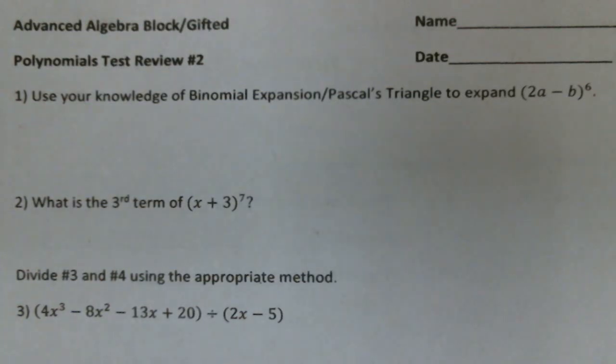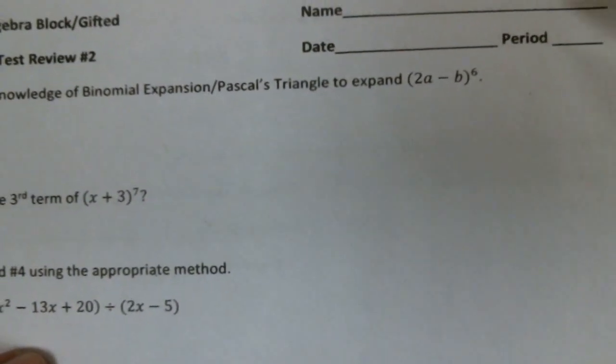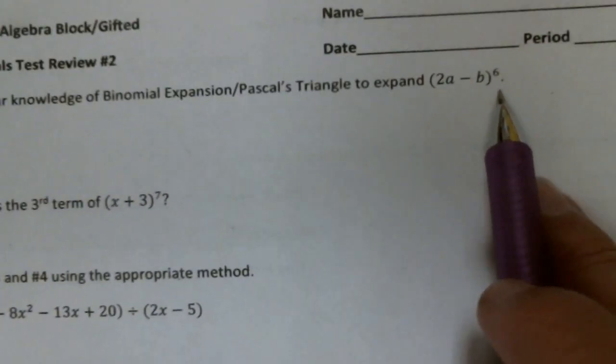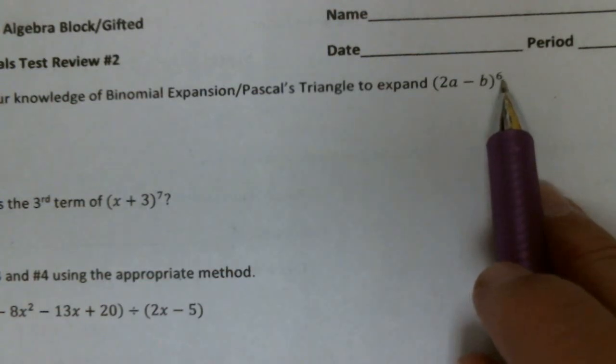Number 1 says use your knowledge of binomial expansion or Pascal's triangle to expand this binomial, 2a minus b to the 6th. I will allow you to use your Pascal's triangle sheet. Of course, if you want to use the combinations method, the 7 choose 2, 7 choose 3 route, you certainly can. I'm going to use Pascal's triangle on number 1, and we are in the 6th row because we're raising it to the 6th power.